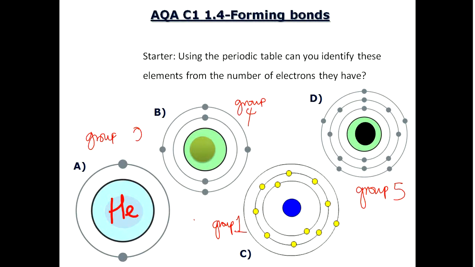A is helium, B is carbon, C is sodium, and D is phosphorus.